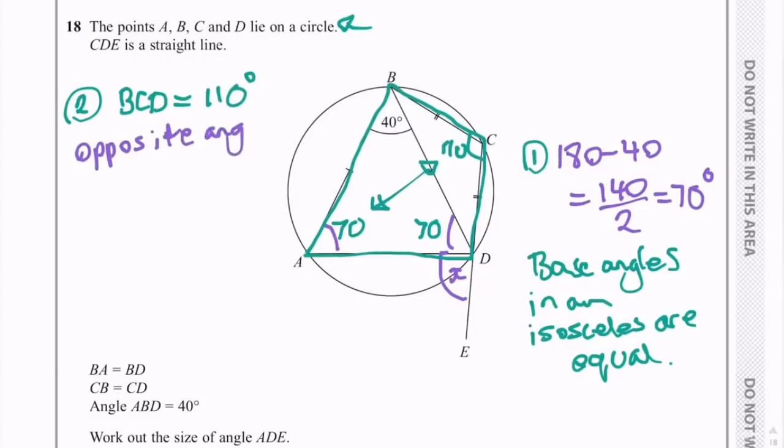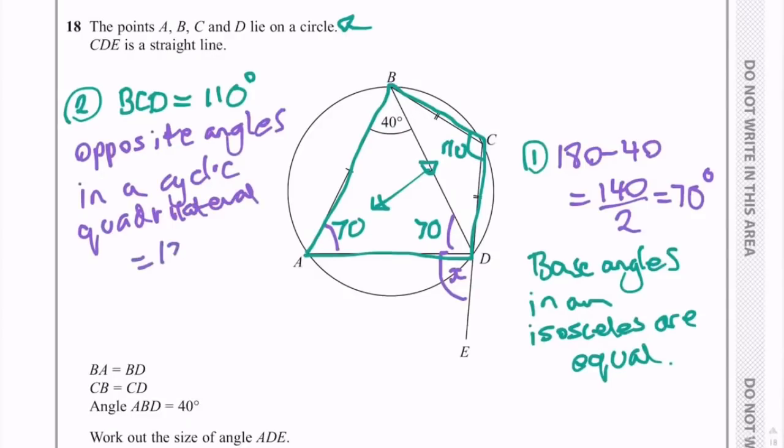Opposite angles in a cyclic quadrilateral equal 180 degrees. And that was my second step.